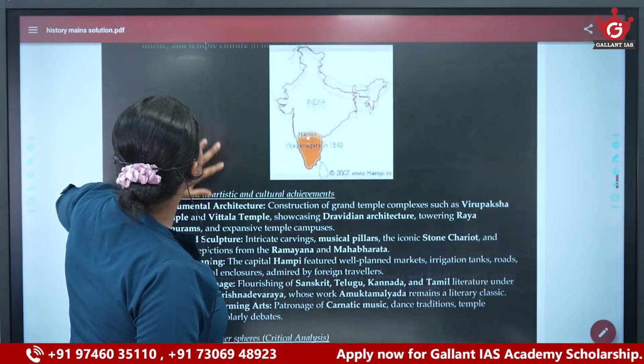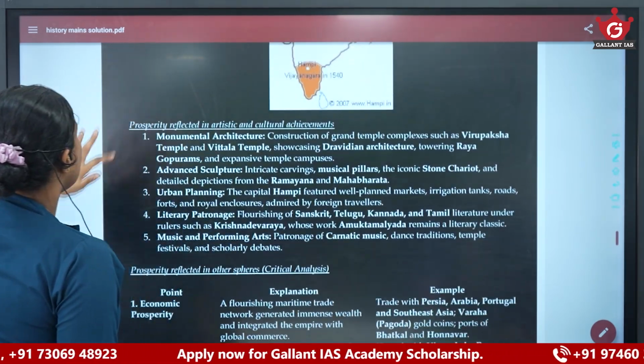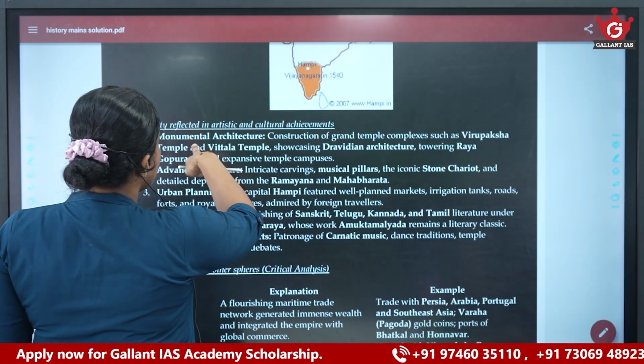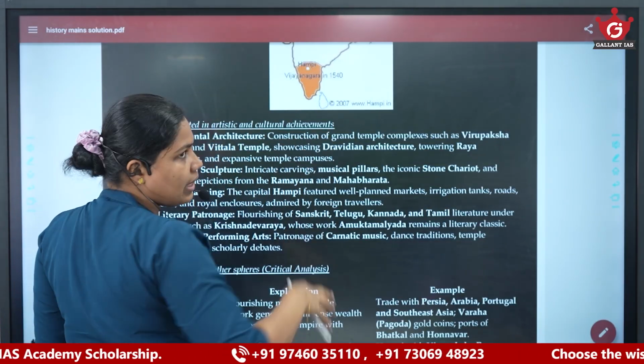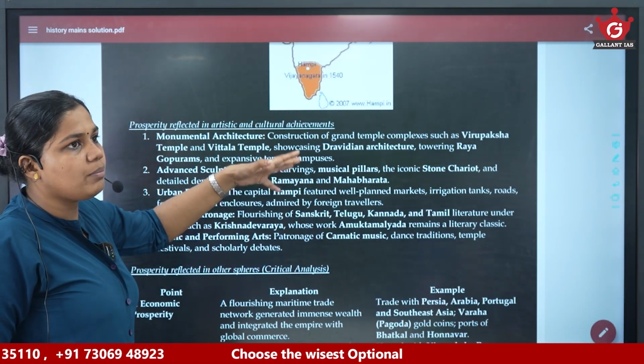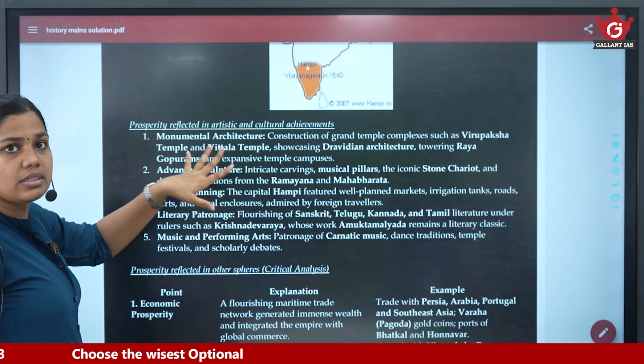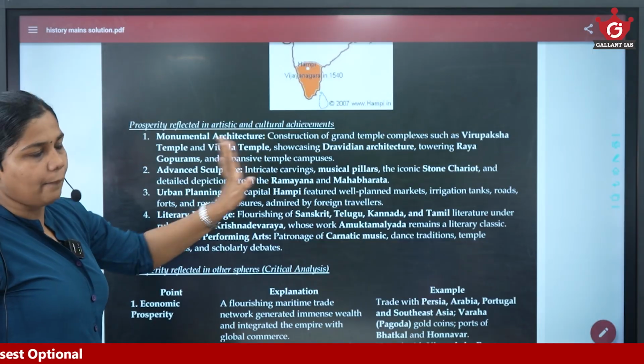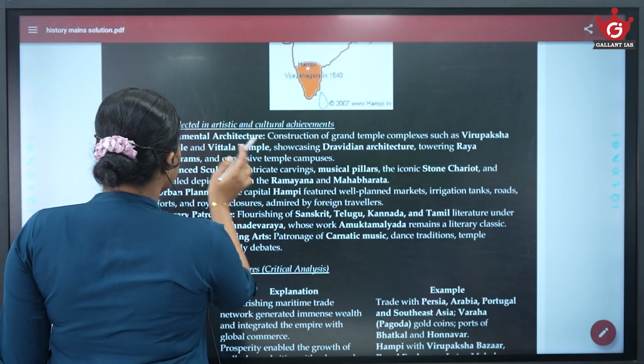So now we are moving to the first part of the question. How the prosperity of Vijayanagara is reflected in artistic and cultural achievements. So it's better if you give this kind of heading to whatever subparts have to be addressed in the question. So better give the heading. The first point is monumental architecture.